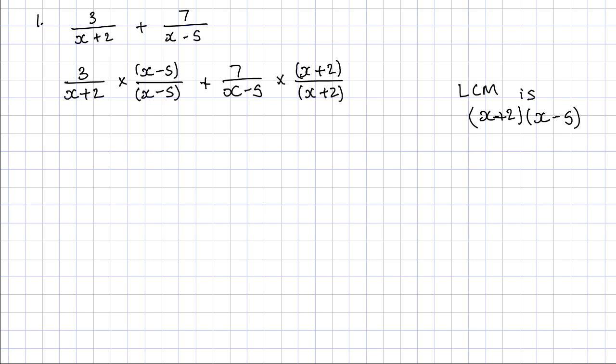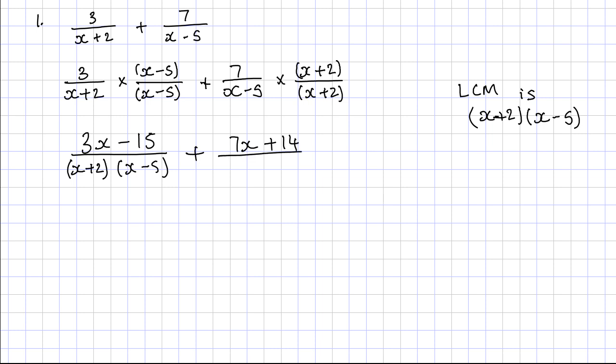Now I'm going to simplify. So I'm going to have 3 times x, which is 3x. 3 times minus 5 is minus 15. So I'll write that. So 3x minus 15 over x plus 2 times x minus 5. And now for this fraction, I'm going to have 7 times x, which is 7x, 7 times 2, which is 14. So that's going to be 7x plus 14. And I have x plus 2 times x minus 5 here. Now notice that I changed this order just to make it look like this one. It doesn't matter which way round we're multiplying, we still get the same result. So that's fine.